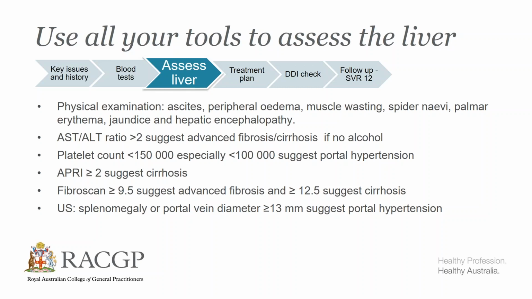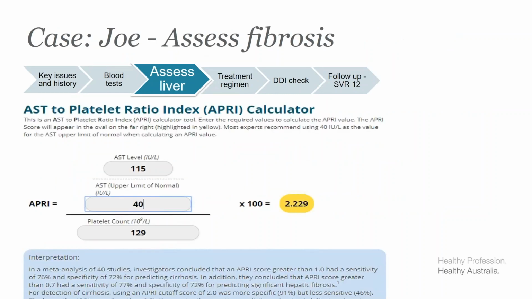And then the ultrasound, as we said, can help with findings of splenomegaly, a dilated portal vein, and nodular liver surface and things like that. It can build a picture of cirrhosis. Well, bearing those things in mind, let's have a look at his APRI score.